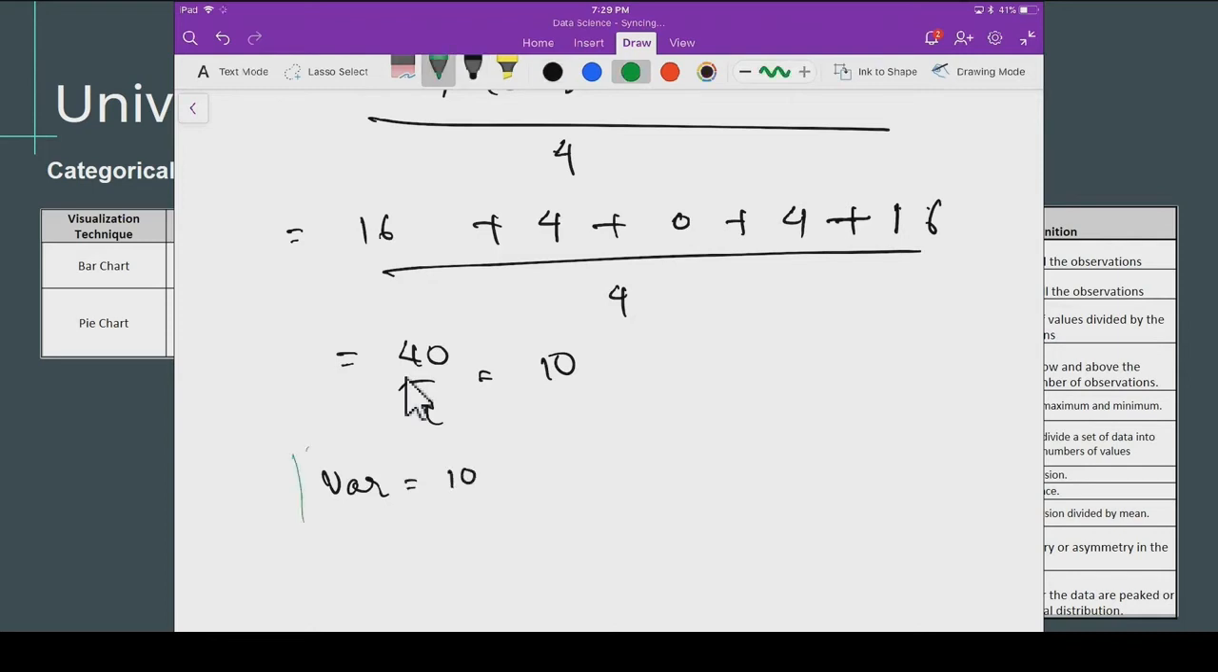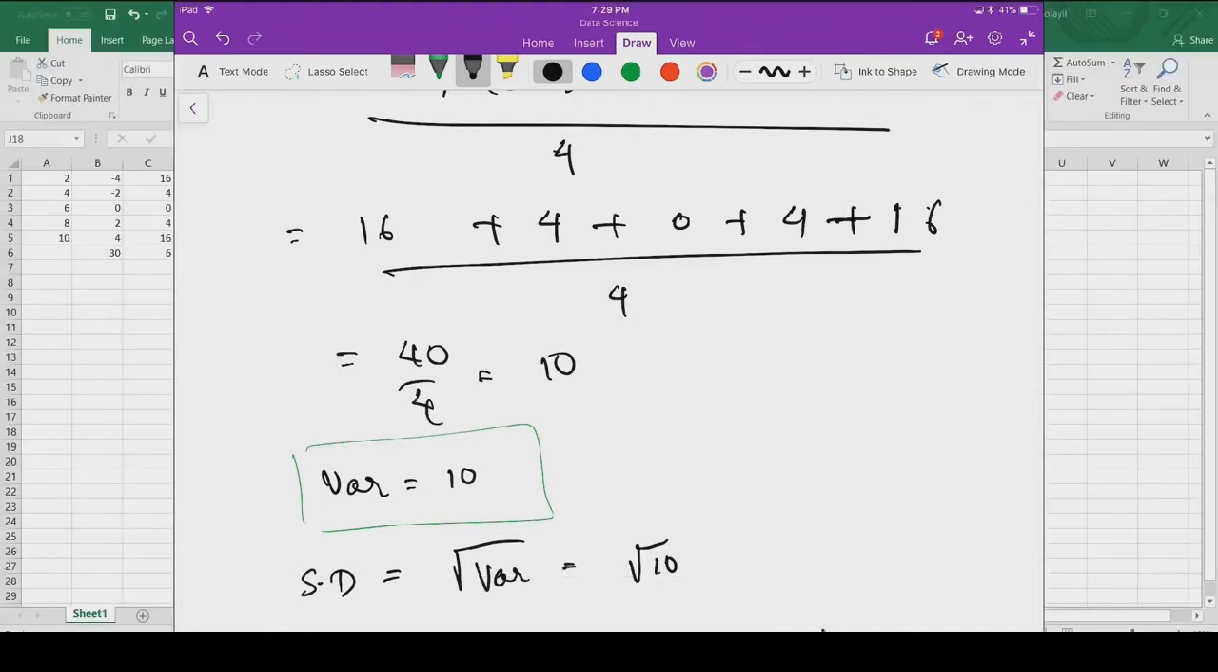We have another metric. Now we need to calculate standard deviation. Standard deviation is simple. It's the square root of variance. So standard deviation is equal to the square root of 10. The square root of 10 would approximately be 3.16. So 3.16 times 3.16 would be around 9.9. But for simplicity, let's assume 3.16.